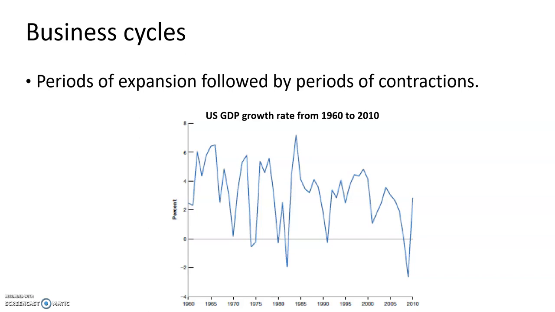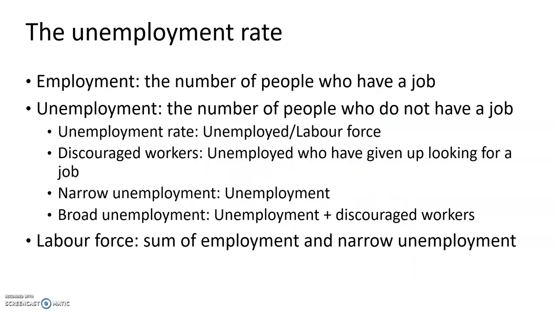Business cycles. Business cycles show periods of expansion followed by periods of contractions. Periods of positive GDP growth are called expansions, and periods of negative GDP growth are called recessions. Unemployment rate. This section we'll look at the unemployment rate.